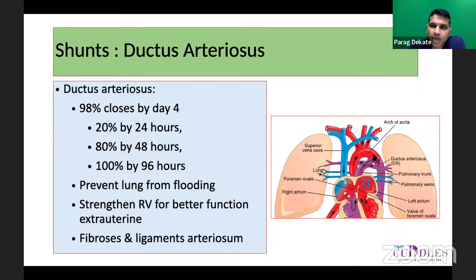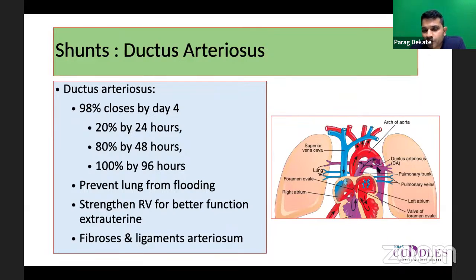Just imagine the ductus arteriosus is not closed. What will happen? There is a lot of blood going into the lung because the lung pressure will drop down. And the shunt, which is right to left intrauterine, will become left to right because the aortic pressure will be more than the pulmonary pressure. So the blood will come into the lungs and the lungs will get flooded. So this is basically a protective mechanism to prevent the lung from flooding.